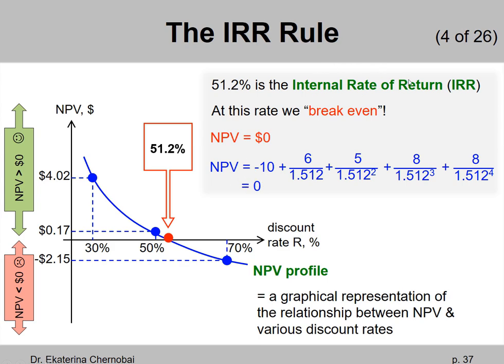Okay, so IRR is nothing but a discount rate, but it's a special discount rate. It's that discount rate at which, when you calculate the net present value, you get exactly $0. So at this rate, we break even. We make neither profit nor loss with our investment project.